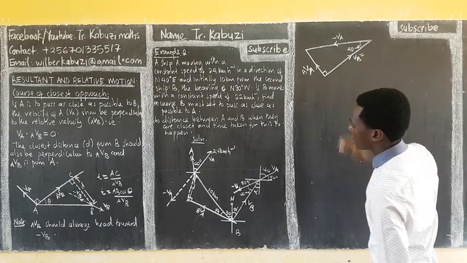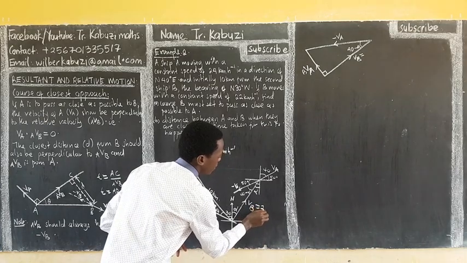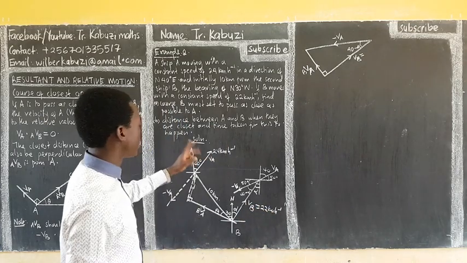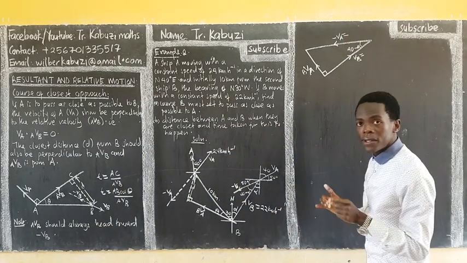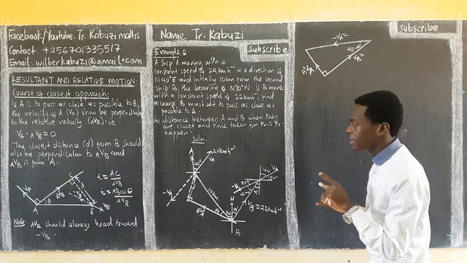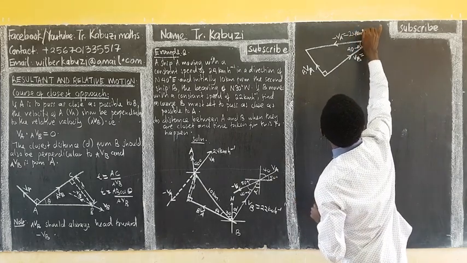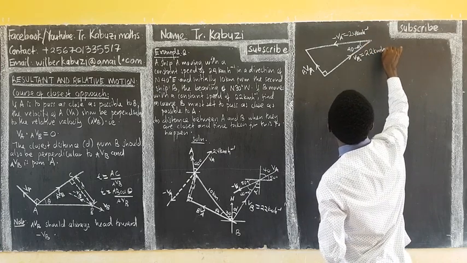So this B, they told us that B is moving at 22 kilometers per hour. So we also have the velocity. The magnitude of the velocity is not changing, it's just the direction that is changing. That's why this one is 24 kilometers per hour, and this one is 22 kilometers per hour.